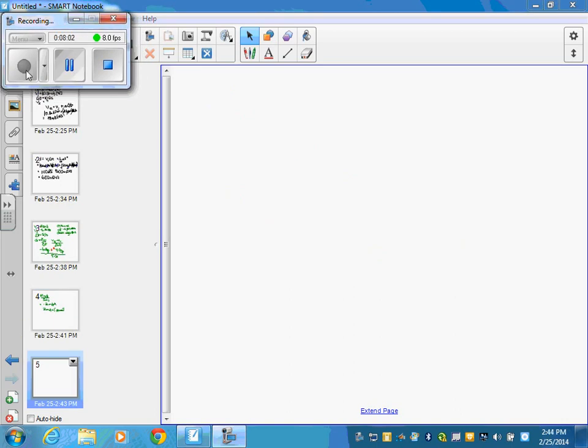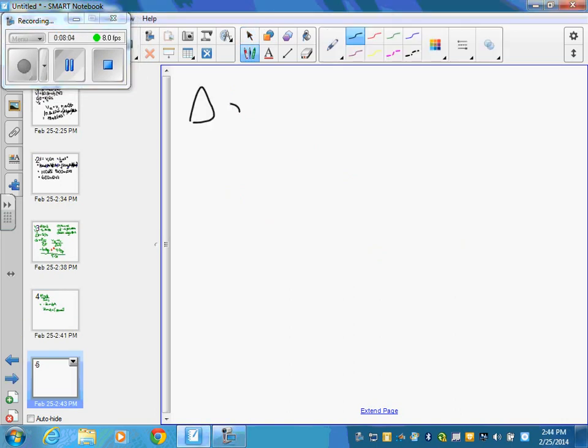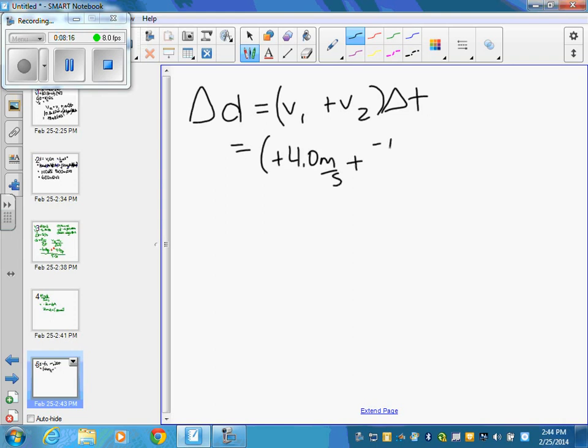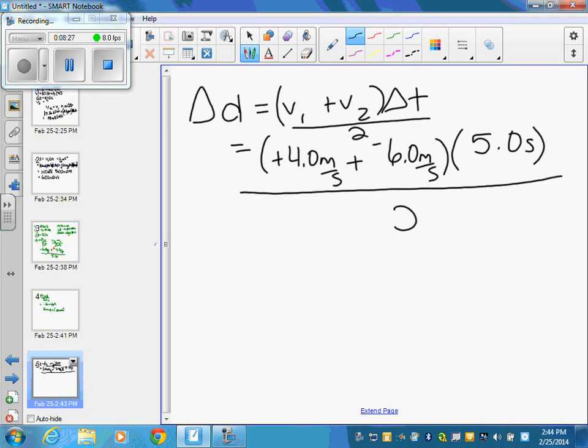From here, which some of you probably already started working on, this displacement part of the question. Okay, we're going to again have plus 4.0 meters per second plus negative 6.0 meters per second multiplied by that 5.0 seconds all divided by 2.